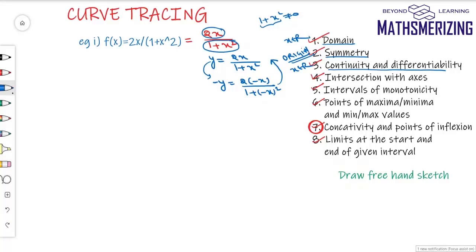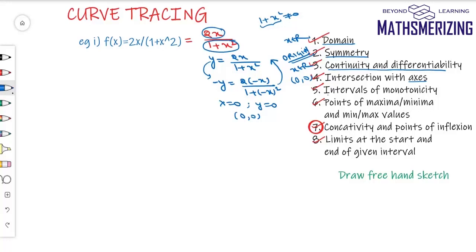Now the fourth step is I need to figure out the points where this curve is going to intersect x-axis and y-axis. So if I'll put x as 0, I will get y equals 0. And if I'll put y equals 0, again I'll get x equals 0. So the only point where this curve is going to intersect x-axis and y-axis is origin. And other than that, it will never intersect x-axis and y-axis.